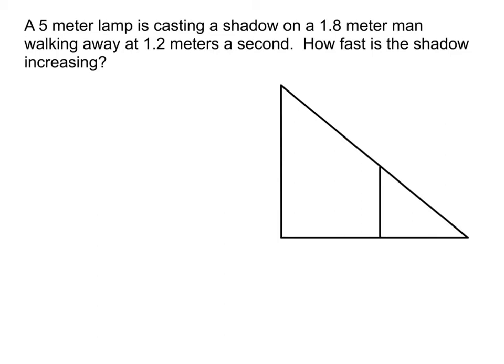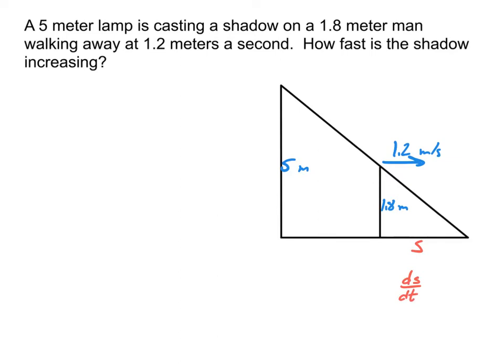Now I'm going to start labeling some of the stuff that I know here. So I know my lamp is 5 meters tall, so I'm going to label that as 5 meters. And the man is 1.8 meters tall, and he's walking away at 1.2 meters per second. And what we want to know is how fast the shadow is increasing. So basically, how quickly is that changing? I want to give that a name. I'm going to call that S for shadow, which means I'm trying to figure out what is ds over dt.